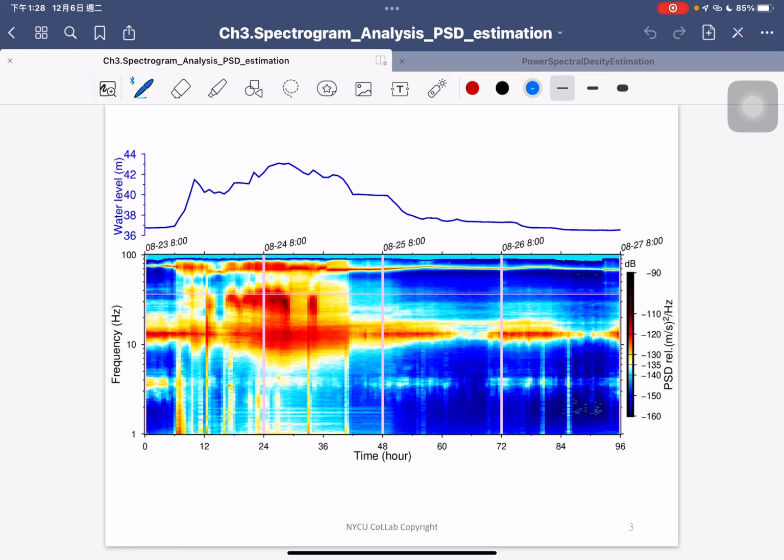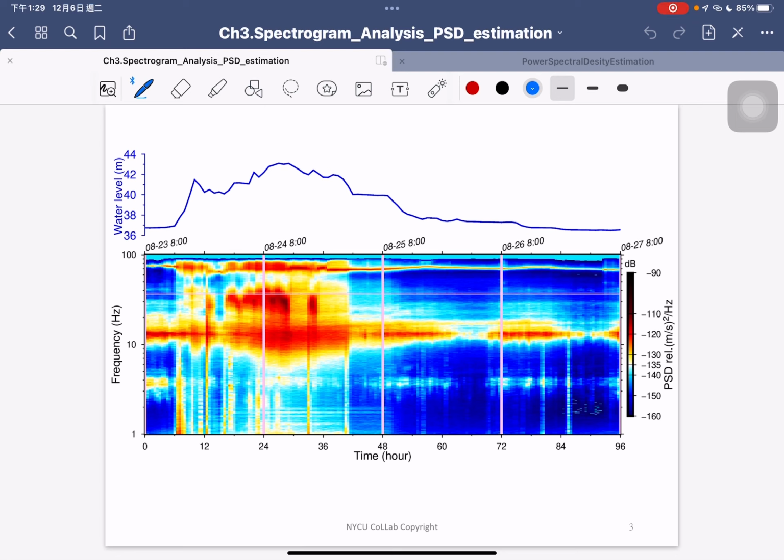So there are 4 days of data. Okay, and I analyze the 4 days of data with the power spectrum density analysis. You can see the color bar shown here; the label is different compared to our previous class. Here I put the label PSD. This is what I will teach today, the power spectral density, and we call it the PSD. The unit of the PSD is meter per second squared per hertz, and I use dB units here.